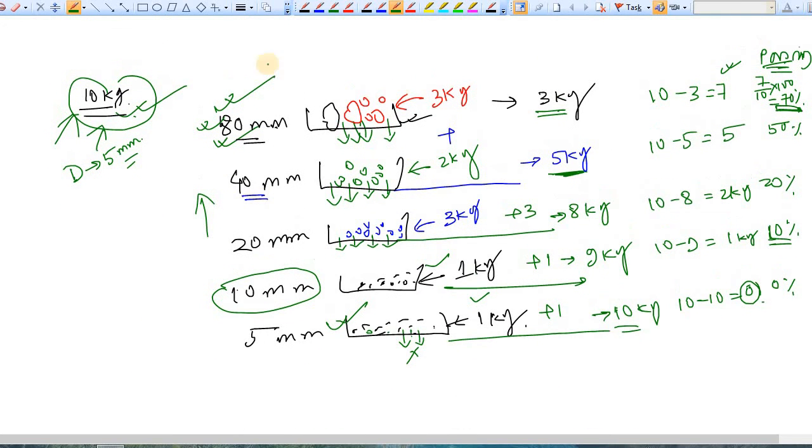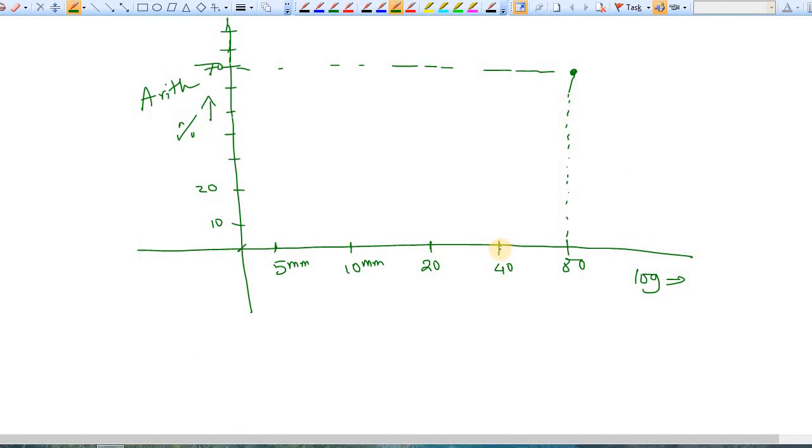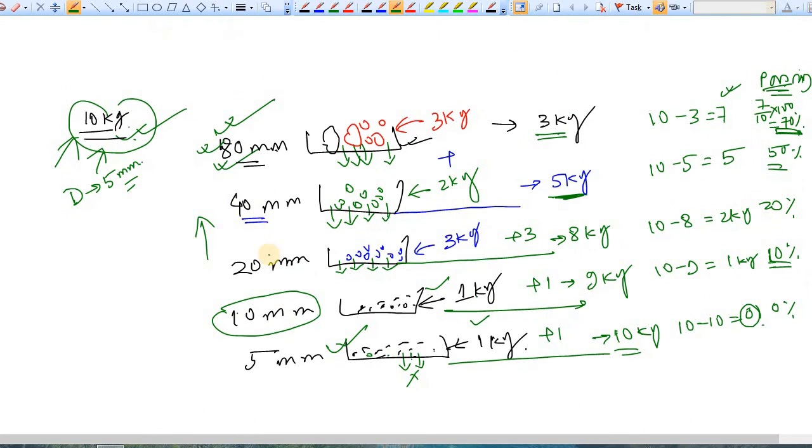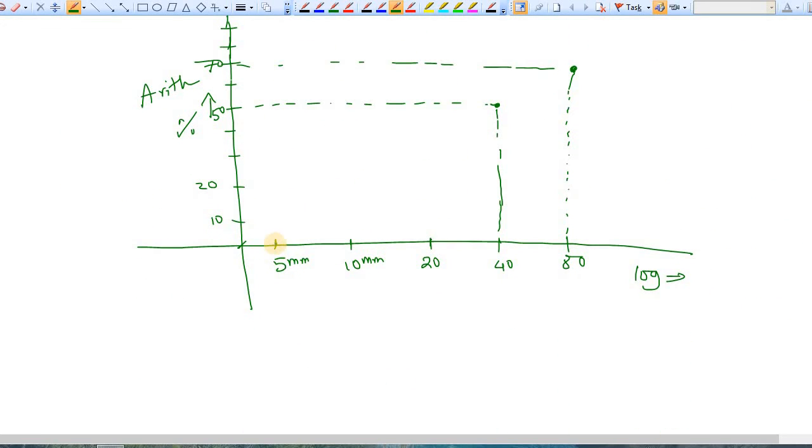Next, for 40 mm, the percentage of passing is 50%. This is 40 mm, and here it is your 30, 40, this is your 50. So you are getting a point somewhere here. For 20 mm, this is 20%, then 10%, then 0%. So here is your 10%, here is your 20%. It is purely a coincidence that for 20 mm size you are getting 20% passing. It may be 25%.